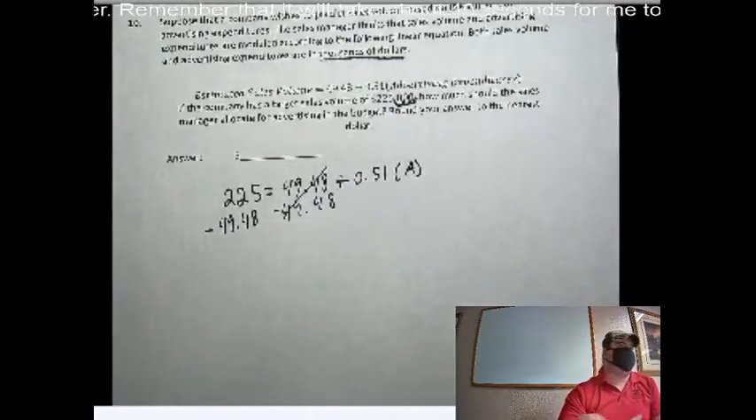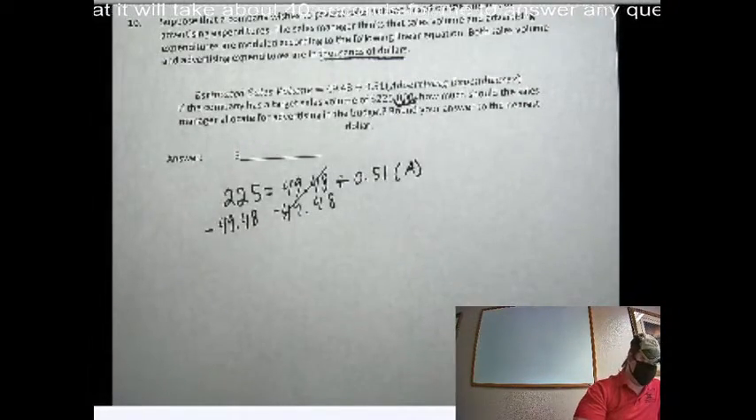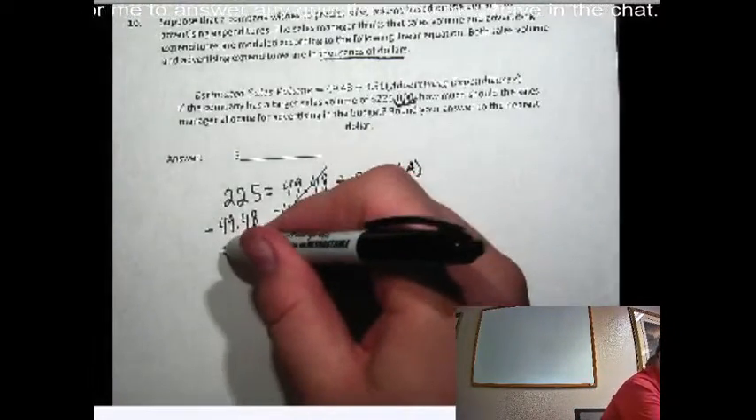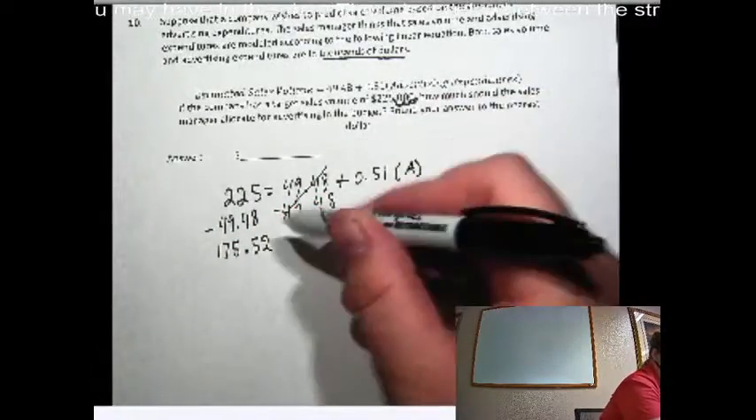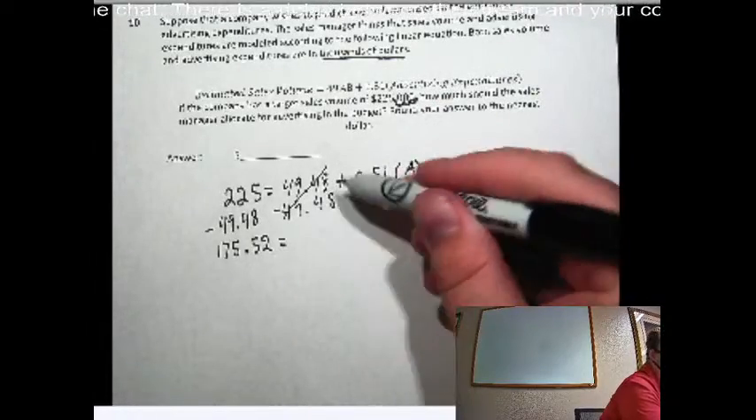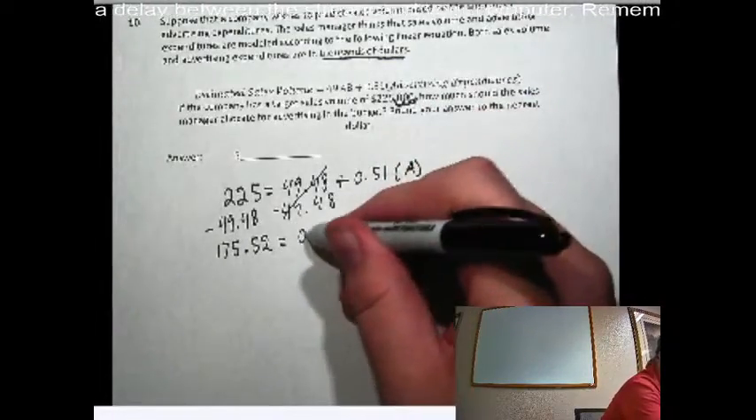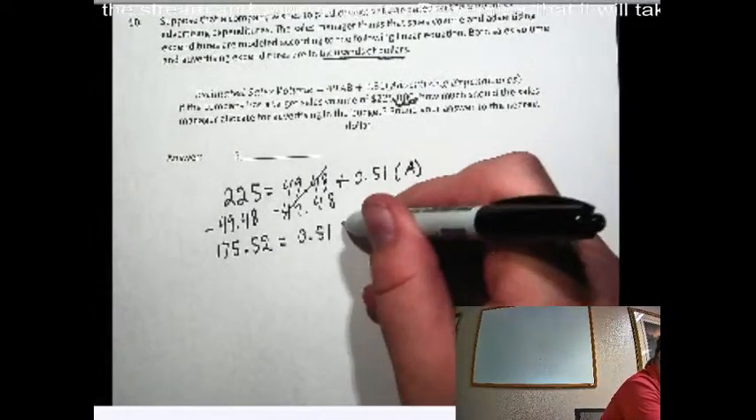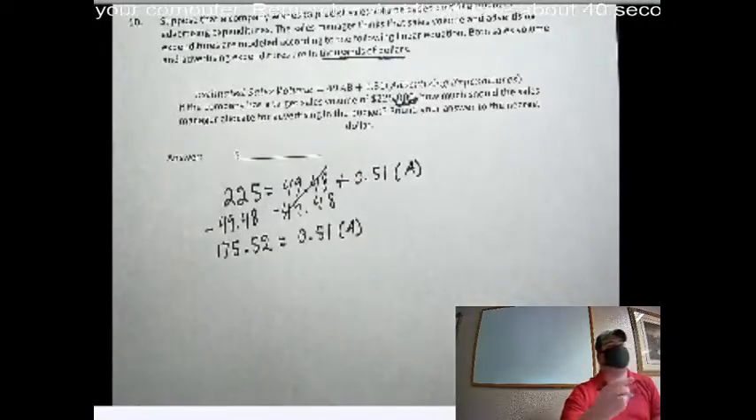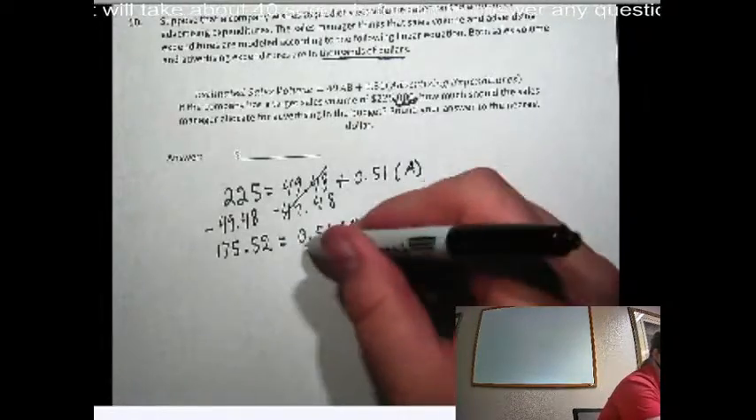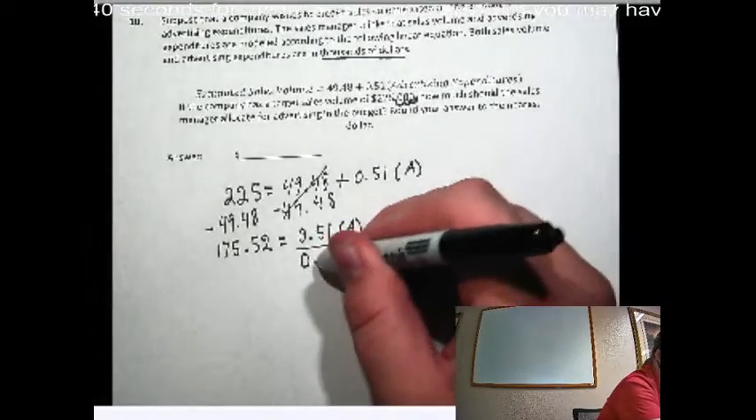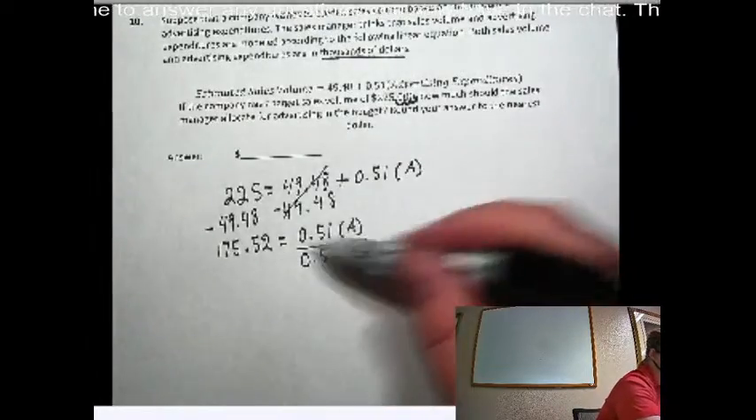Okay, so now we need to figure out what we get from 225 minus 49.48, and we get 175.52, and now we just bring down everything else. So this canceled, we don't need to bring it down. This is what we need to bring down. Now that there's only one thing over here, if we divide by 0.51, it's the only thing that gets divided by it. There's no other numbers on this side that get divided by it as well, so it makes it a lot easier.